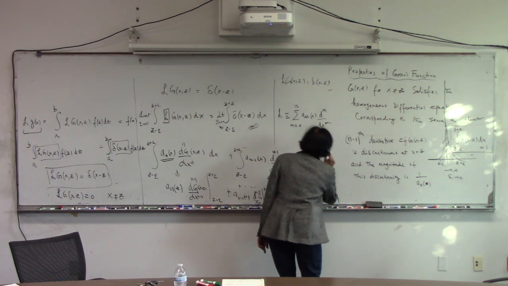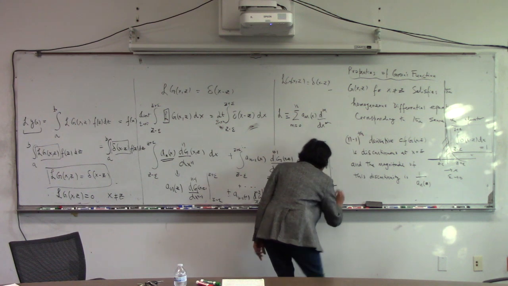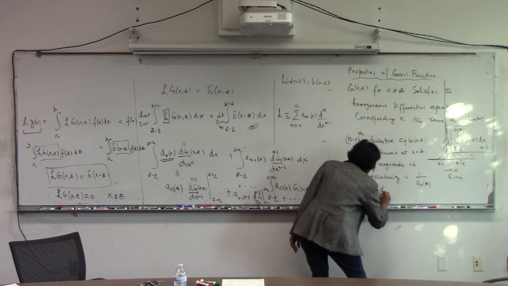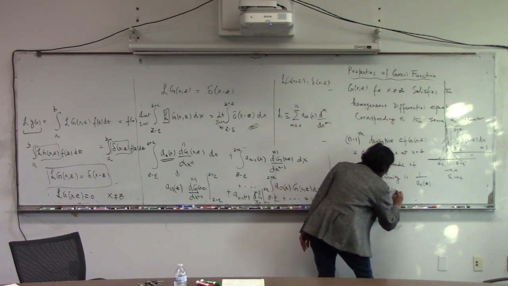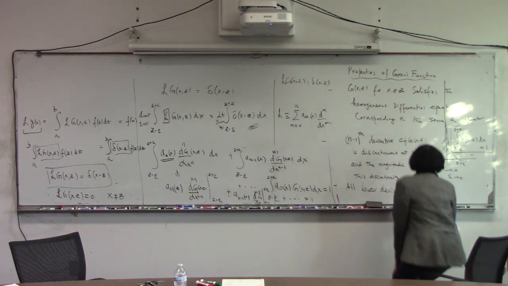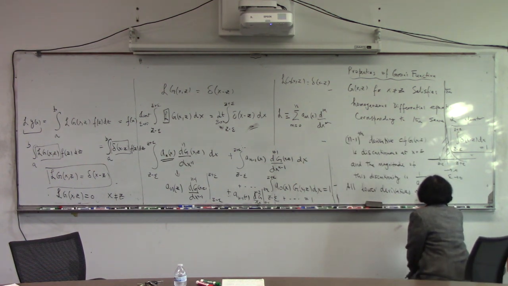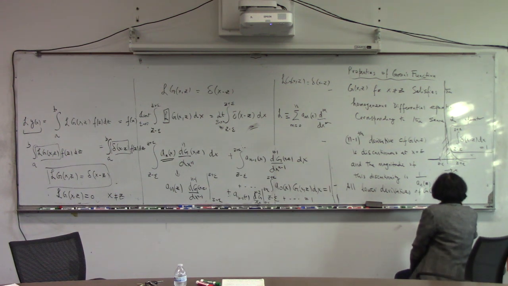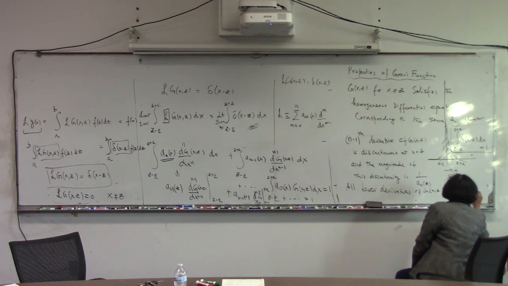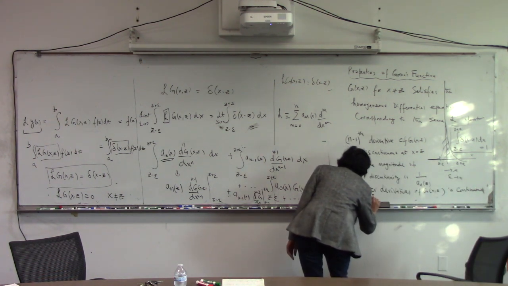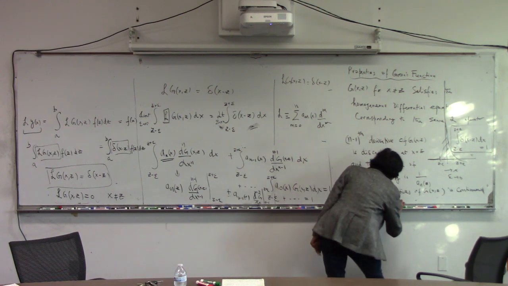and then all lower derivatives of g, including the Green's function, which is the, you know, no derivative. I mean, all lower derivatives of g(x,z) are continuous at x equal to z, including the Green's function itself.